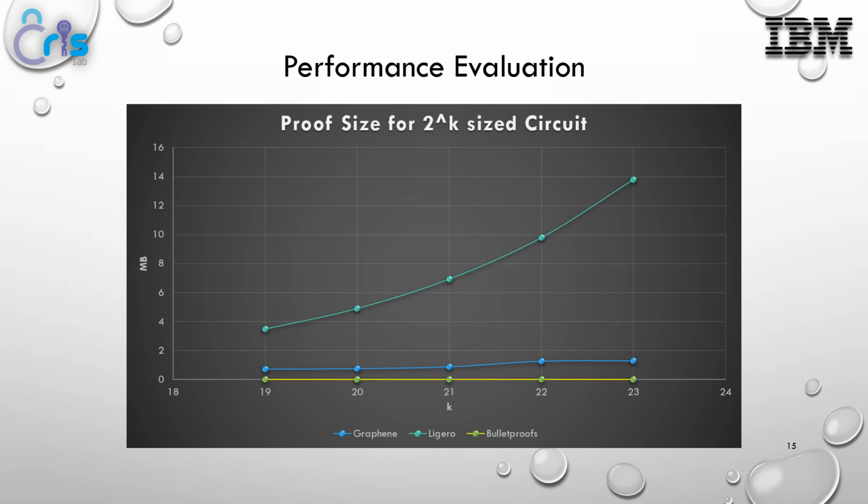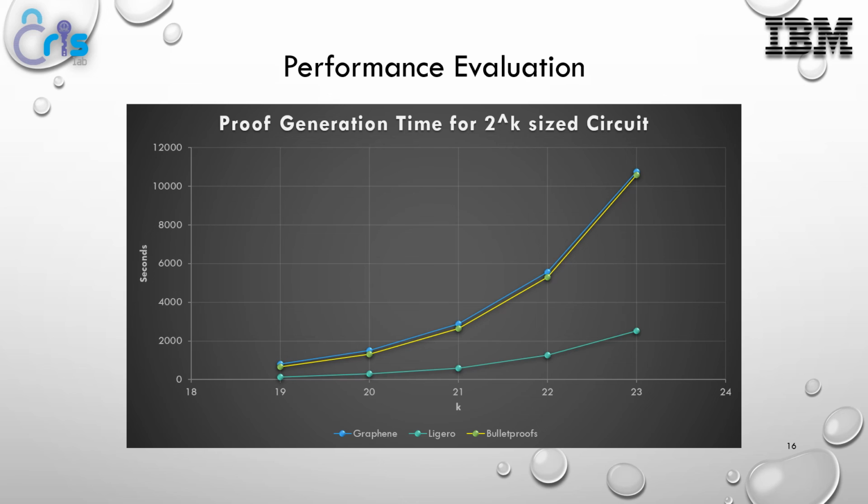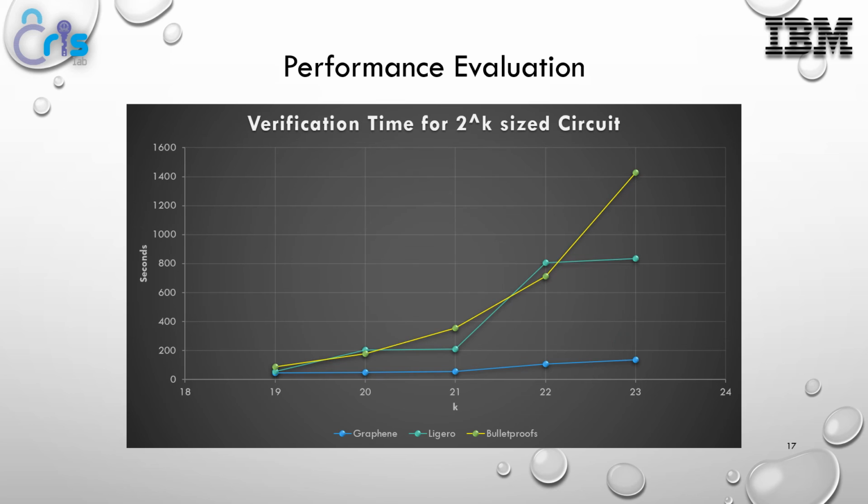To understand the performance of Graphene, we provide a comparison with Ligero and Bulletproofs. We observe that Graphene has better proof size in comparison to Ligero. For proof generation time, Graphene and Bulletproofs have a comparable proof generation time. And in the case of verification time, it outperforms both Ligero and Bulletproofs.